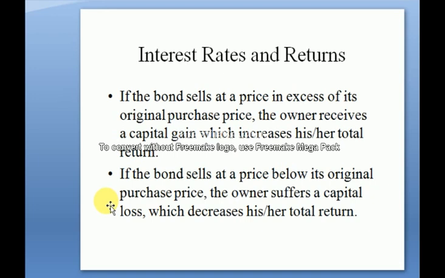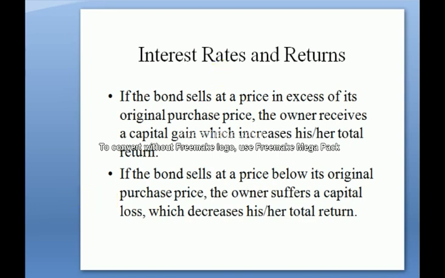If the bond sells at a price in excess of its original purchasing price, the owner receives a capital gain, which increases his or her return. And if the bond sells at a price below the original purchasing price, the owner suffers a capital loss, which decreases his or her total returns.